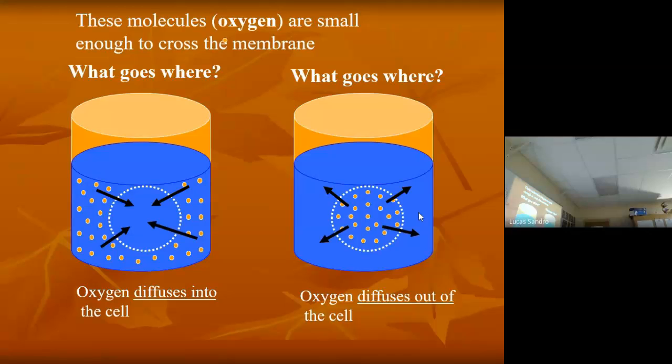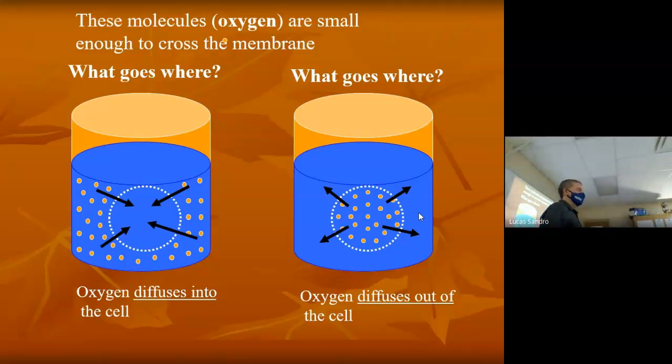Those are the easy ones. Those are the Beaker problems. If you know it's something that can cross the membrane, it does. It goes from high to low concentration. You can basically pretend the membrane's not there.